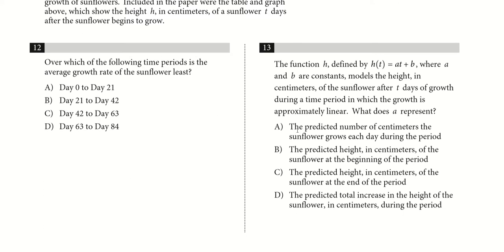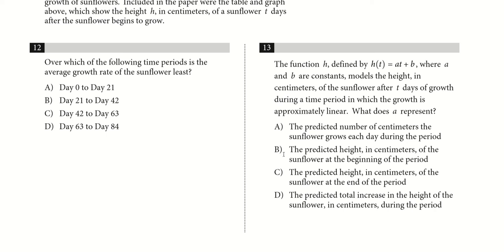Let's read. A: the predicted number of centimeters the sunflower grows each day during the period. That sounds pretty reasonable, right? Because if you have, for example, let's say it's 5, as t increases, t is days. So as it goes from day 1 to day 2, your total y value will increase by 5 because you have 5 right here. So it'll be 5 times 2 plus something, 5 times 3 plus something, and so on, because your slope represents how much your y changes over every period of x. So this is pretty reasonable, but let's look at the other ones.